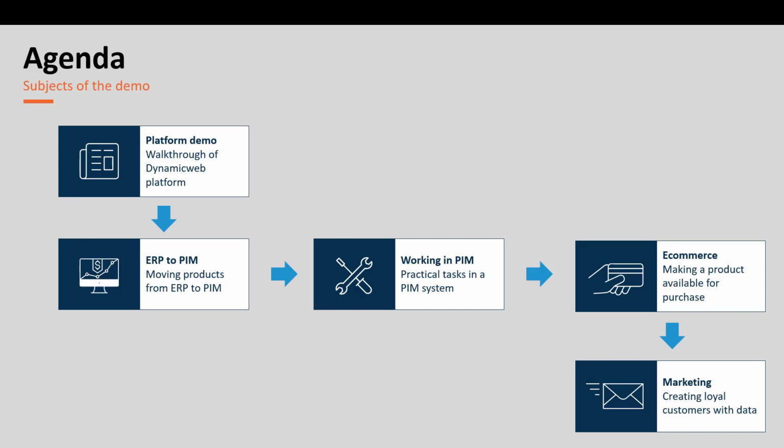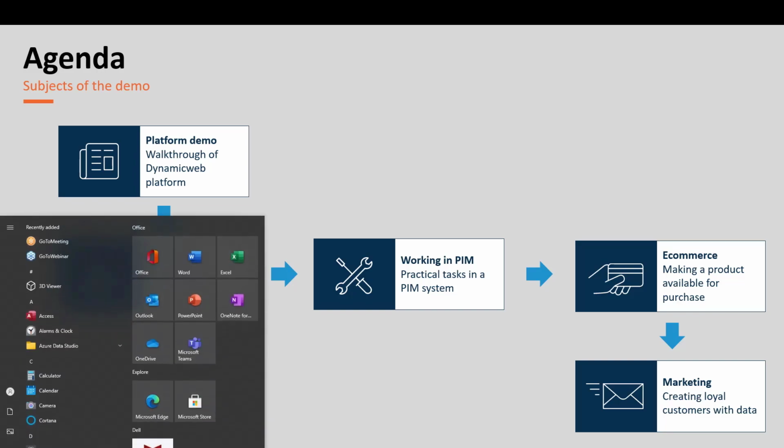So we're going to take a look at how to move a couple products from the ERP system into Dynamicweb's PIM, work with the products in the PIM, and publish those products to the e-commerce channel, where we can make them available for purchase, and also how we can set up some marketing campaigns with all the data and all the users we have in the platform. So I'm going to jump into my demo now.